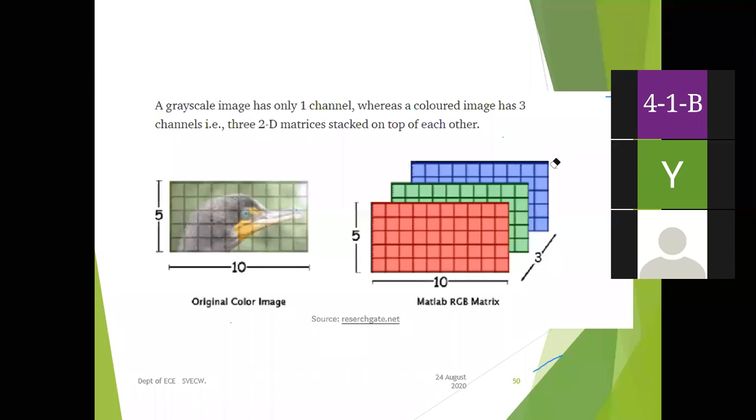So that means each color image can be represented with three matrices. Each gray color image is represented with only one matrix. That you have to understand. So a color image is a stacked array of three matrices. That you have to understand.